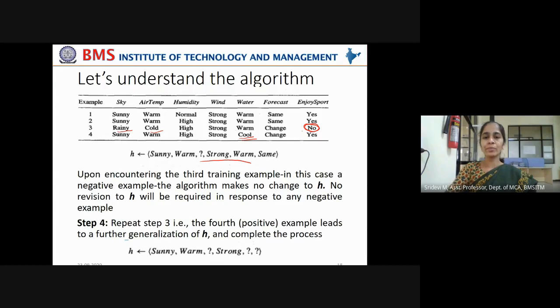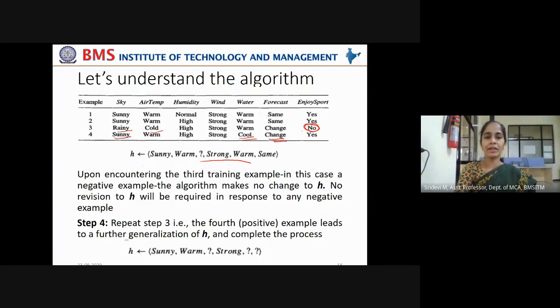So what you do is put a question mark in that place. Even the forecast is changing. So put a question mark in that place. So what you're doing, you're making your hypothesis more general from more specific. Okay, so you have question mark.